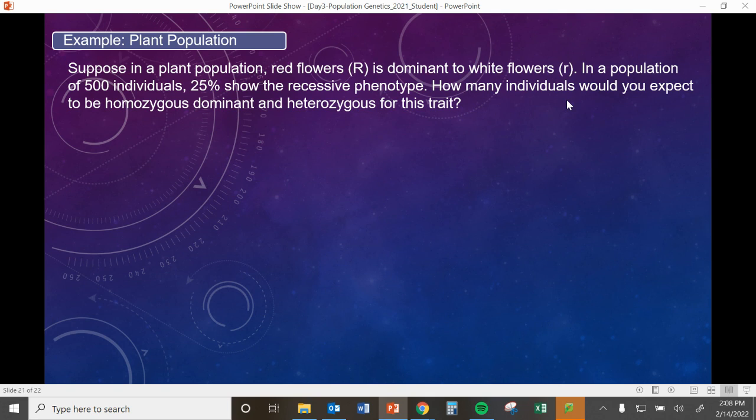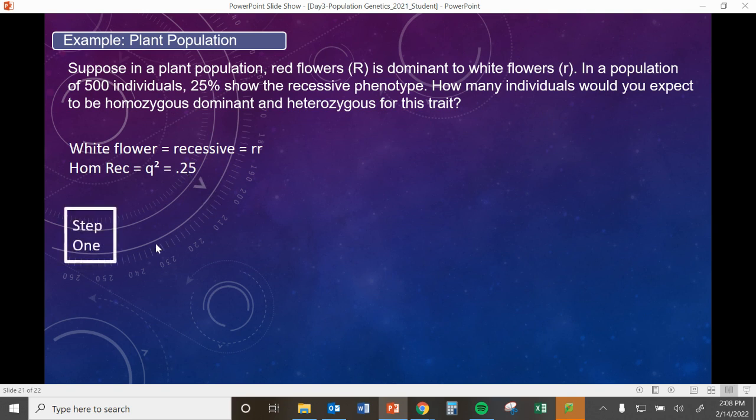So we have to use this Hardy-Weinberg equilibrium equation to figure out the number of individuals. So how this works is we do know our white flowers are recessive, and that means they're going to be lowercase r. And we know that 25% of the population is having that genotype. So we can then conclude that Q squared, which remember is our recessive genotype, is going to account for 25% of the time, so 0.25.